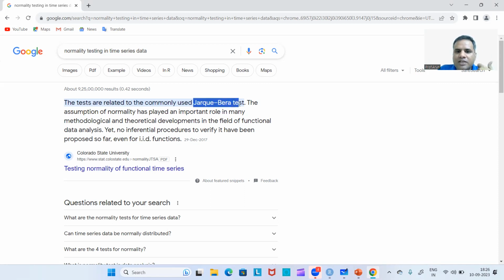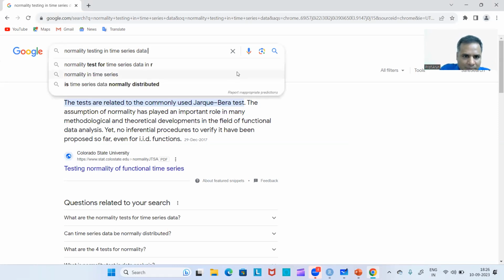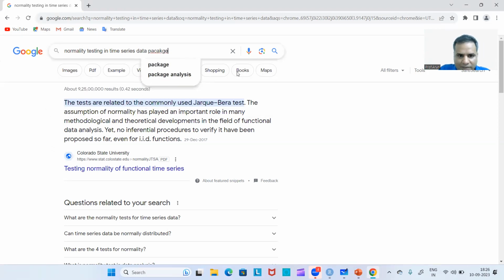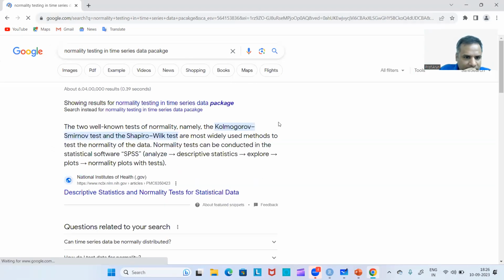This is the test which will check normality in time series data. Then just find it out. I think this test will not be directly in the base package of R, so some package must be needed. So we can check the normality testing time series data package. You can simply type which is the package. So which is the package?